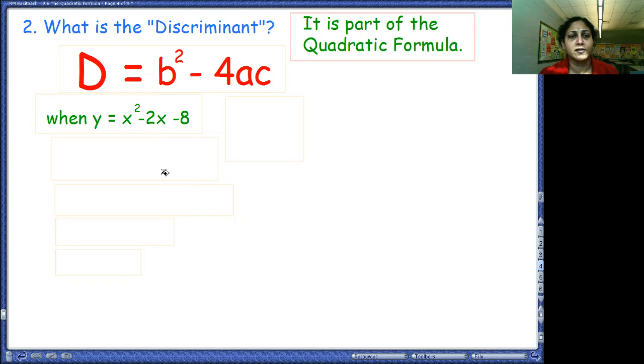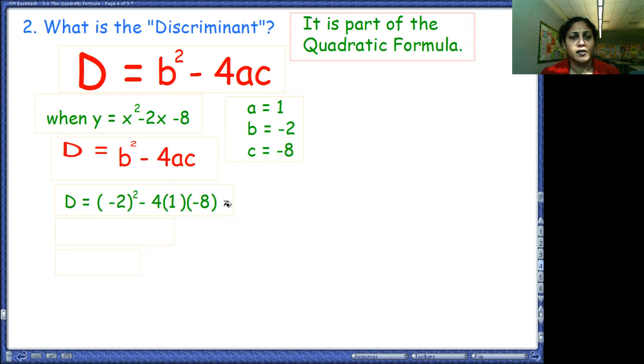So here's an equation, and you're given the function. You should first write out what a, b, and c are equal to. And these are the coefficients of x squared, x, and the constant term. Then, since you're using a formula, you're going to write the formula. You're going to plug in the values, and be very careful how you do your math. It becomes 4, and then the second part is just negative 4 times 1 times negative 8. So it becomes 4 plus 32, which is 36.